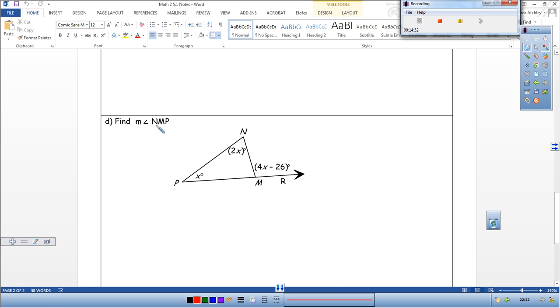Okay, I want to find NMP. I want to find this angle right here. Before I can find that angle, I need to find x. So I have to find x first.